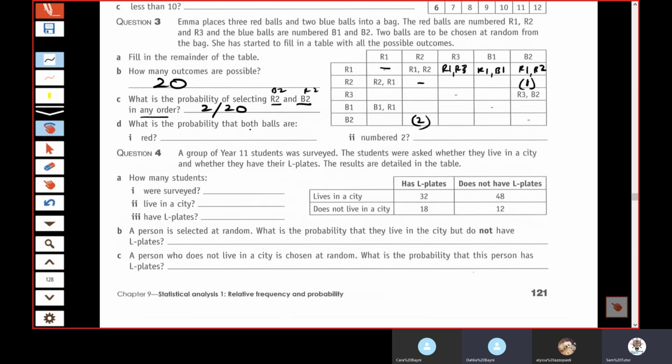What is the probability that both balls are red? Well, that would be 1, 2, 3, 4, 5, 6. So I think that's 6 out of 20. And then, of course, what's the probability that it's numbered a 2? Well, that would be 1, 2, 3, 4, 5, 6, 7, 8 out of 20.